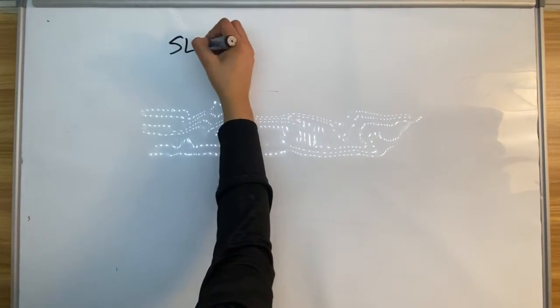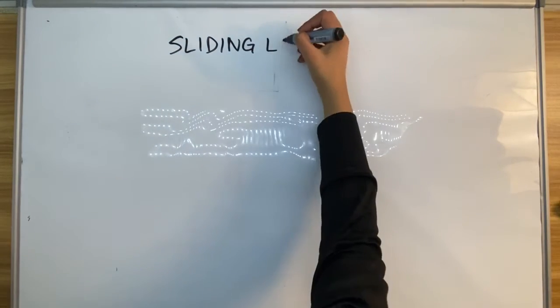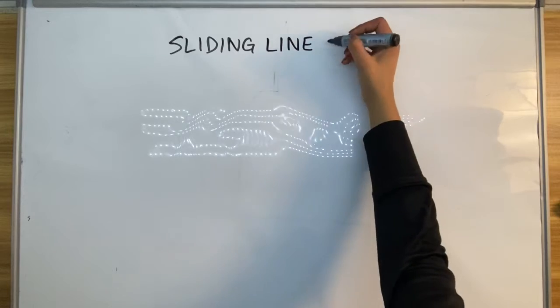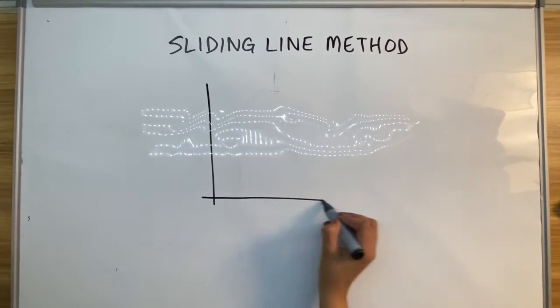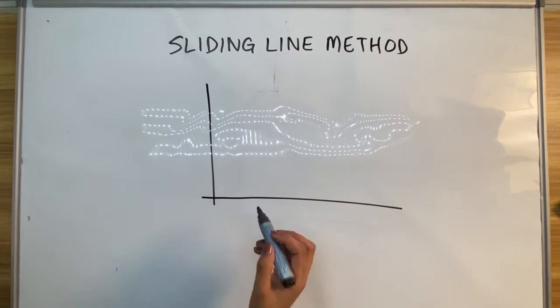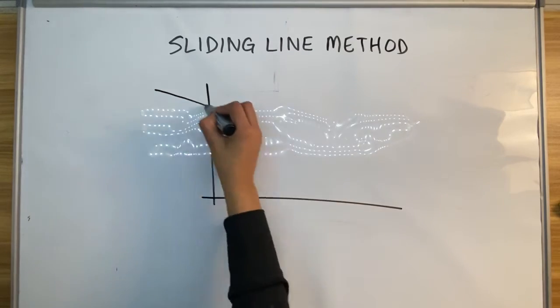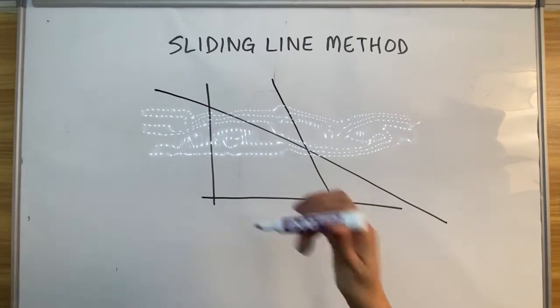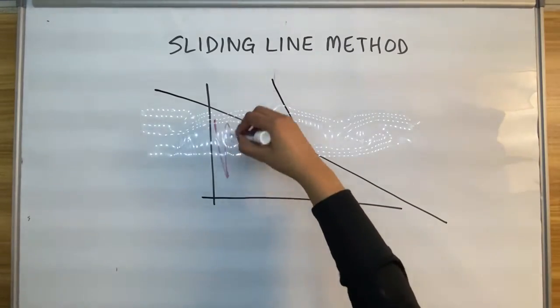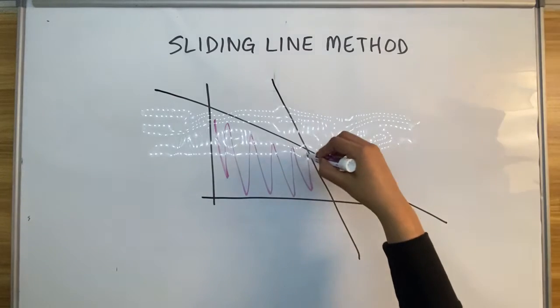This is how to use the sliding line method. So this method is used in further maths when you want to find the maximum or minimum values on a graph inside the feasible region. So if we have a graph, and let's say that this section in here was our feasible region.